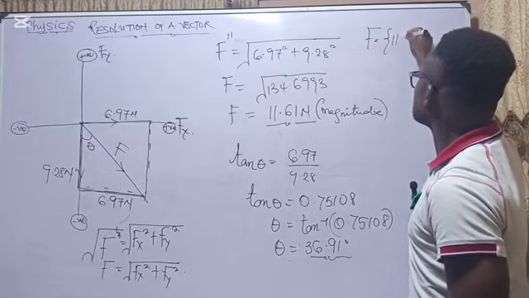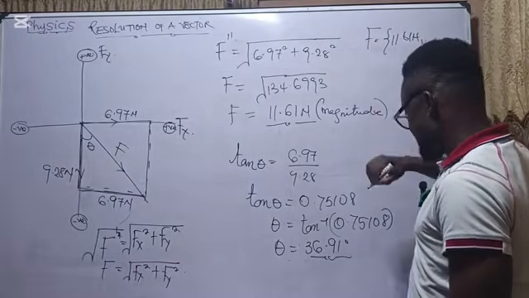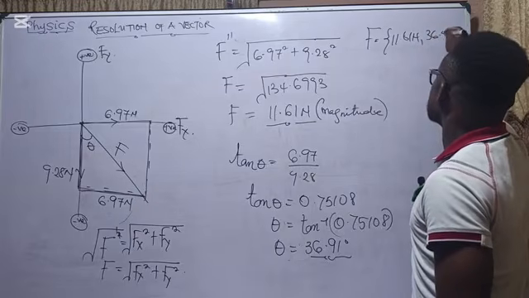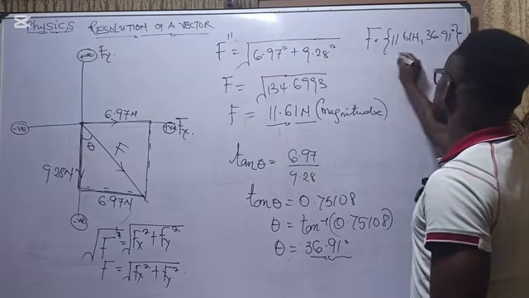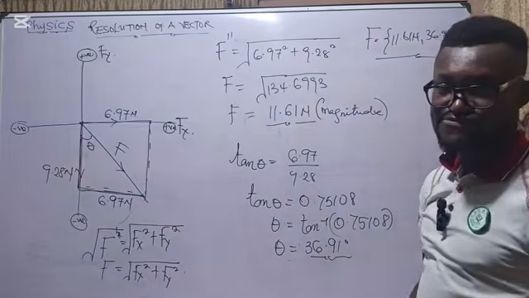So in that case, you see that the vector itself, which is the force now, is equal to, by magnitude, 11.61 Newton, and the direction is 36.91 degrees. That gives the answer to the question.